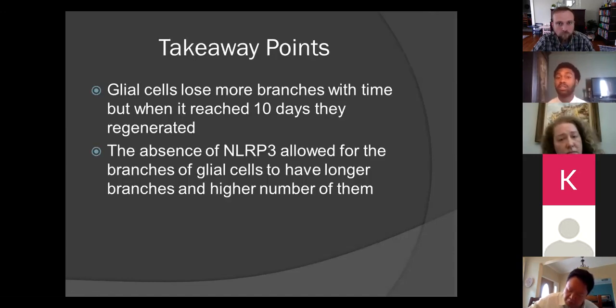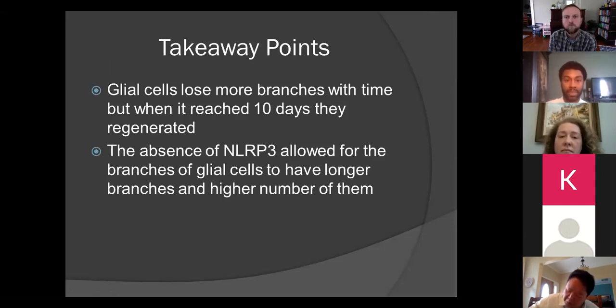Now the takeaway points from the second study. Glial cells lose more branches with time, but when they reach these 10 days, some of the glial cells' branch orders, branch number, and path length start to regenerate after the next 8 days, after the 2 days. And also, the absence of NLRP3 allowed these glial cells to have longer branches and a higher number of them.